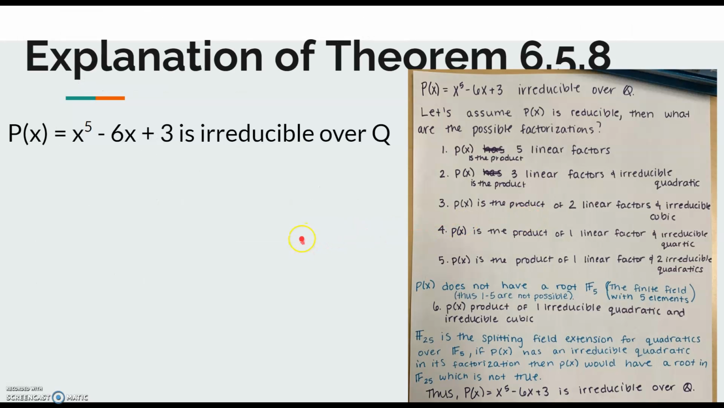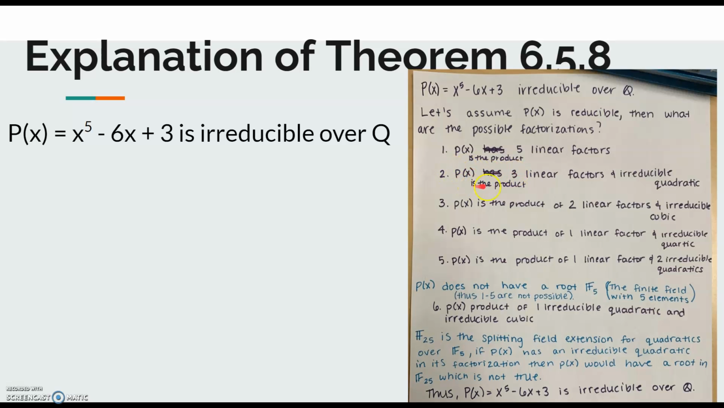From there, I went to verify that the polynomial x to the fifth minus 6x plus 3 is irreducible over Q. At first I thought, okay, let's assume that p of x is reducible over Q. What does that mean? Well, since it's a quintic, there are a couple of options. One would be that p of x could be factored into 5 linear factors, which is not the case for this polynomial.